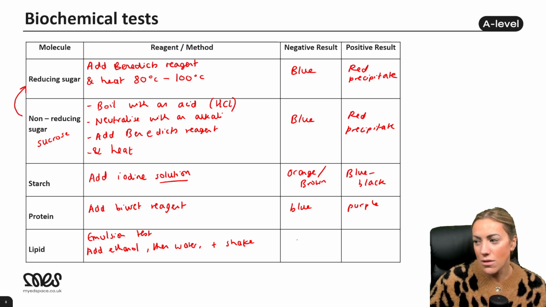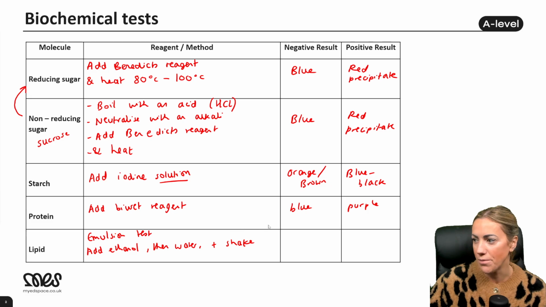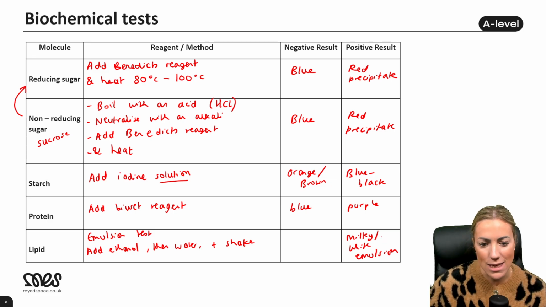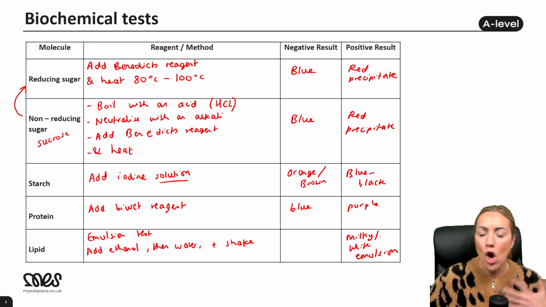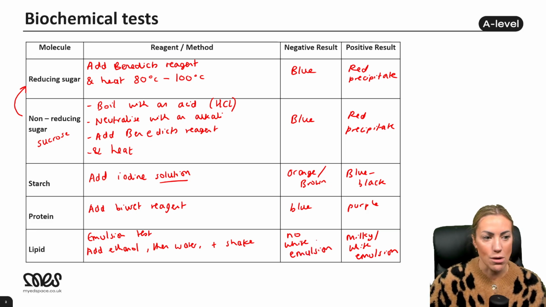The negative result, I suppose, for this, well, let's do the positive result first, really, because for the negative result, we just say you don't get that positive result. So the positive result for the emulsion test, if lipids are present, we'd say that we get a milky or a white emulsion. The word emulsion is important. We're not just going to say it goes cloudy, because that's not good enough. We're going to say it's a white emulsion or a milky emulsion that forms. So in terms of the negative result, you could just say no white or no milky emulsion, okay, if there's no lipids present.